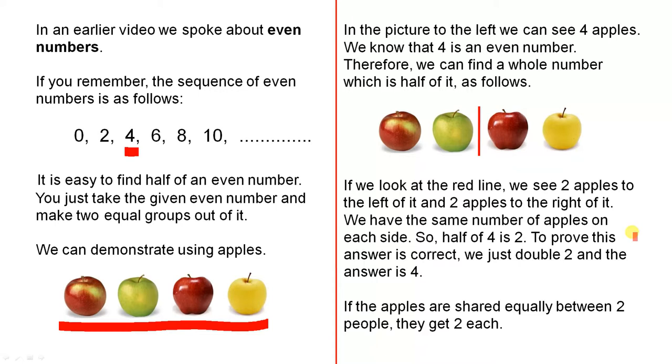answer is correct, we just double 2 and the answer is 4. So basically you've got 2 plus 2 is 4, or 2 times 2 is 4. So that proves that half of 4 is 2. If the apples are shared equally between 2 people, they get 2 each.